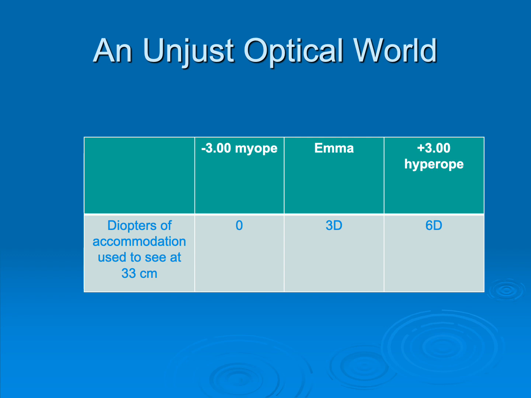If you're a -3 myope, you can just hang out, do whatever you want to do, use nothing. You can see perfectly at 33 centimeters. If you're a perfect genetic being like Emma, she still has to kick in 3 diopters of accommodation to see the same as the myope who's doing a whole lot of nothing. The hyperope, that poor fella, he's got to kick in 3 diopters just to see off at a distance, and then he's got to kick in another 3 diopters if he wants to see at 33 centimeters. So he'd better hope that he's got 6 diopters in his accommodative bank, so to speak.